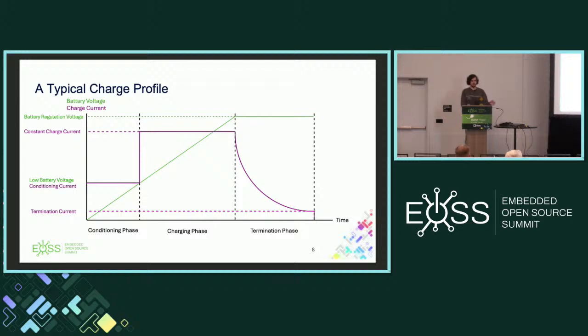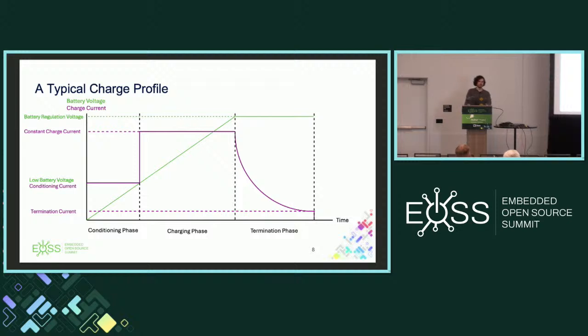And then over time, as the battery charges, we step through these phases. Looking at the first phase, it's the conditioning phase. The battery voltage is very low, so the state machine configures the power converter to sink a small conditioning current until the battery voltage rises onto a low battery voltage threshold.